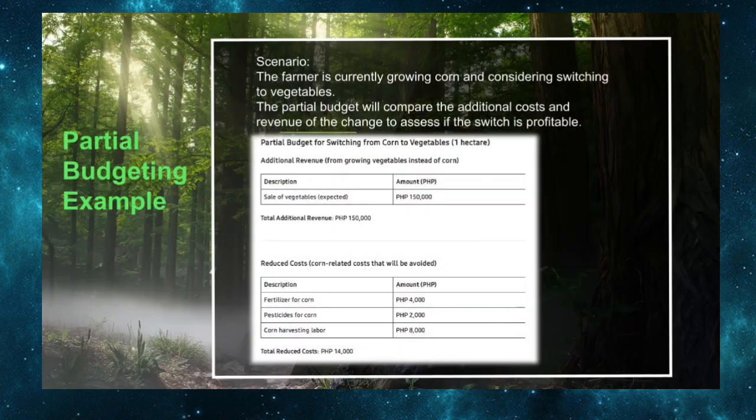In this slide, we examine an example of partial budgeting. The scenario presents a farmer currently growing corn who is considering switching to vegetable production. To evaluate this possible change, we compare the additional costs and revenues of the new enterprise versus the current one. This example helps illustrate how partial budgeting works in real farm decision-making by showing the financial consequences of transitioning from one enterprise to another.